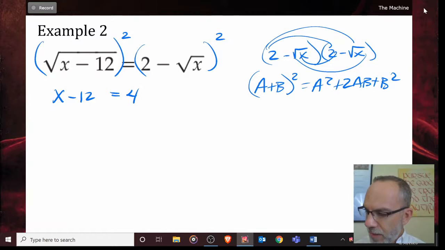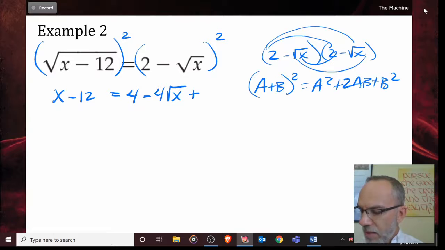And then it's going to be a minus sign, and then I'm going to take 2 times the square root of x and then double it. So it's going to be 4 square root of x. Okay? And then the last thing is going to be a plus, always a plus, plus the square root of x squared, which is just x. There we go. Double check me, but I think I'm all right.